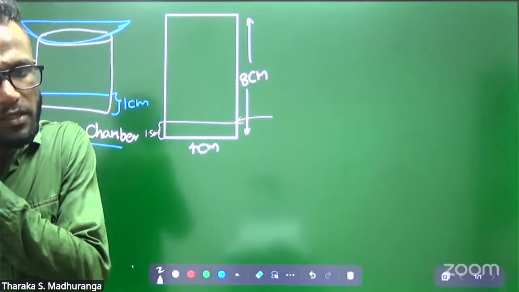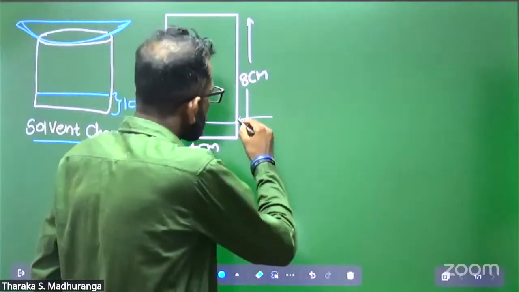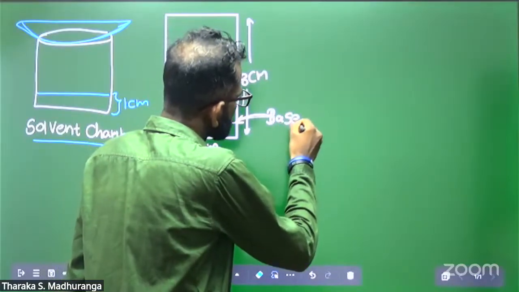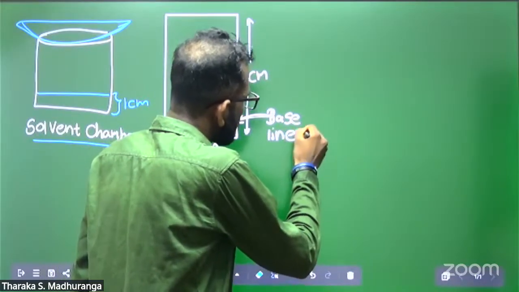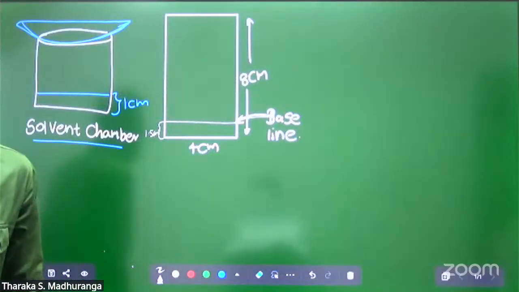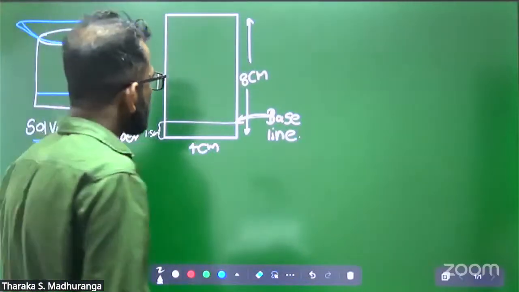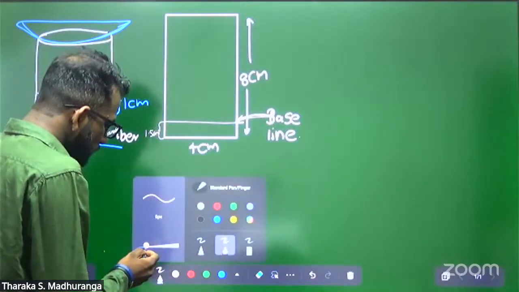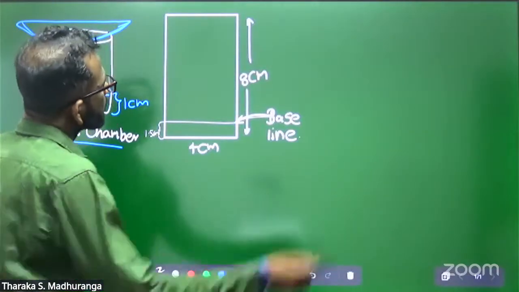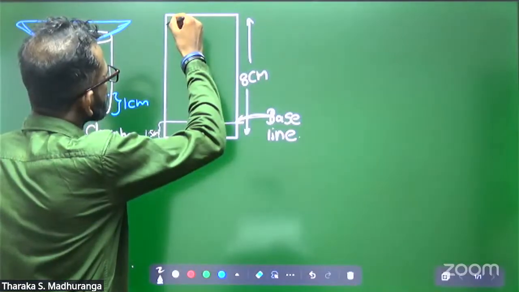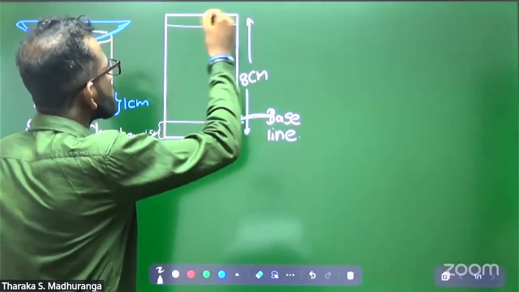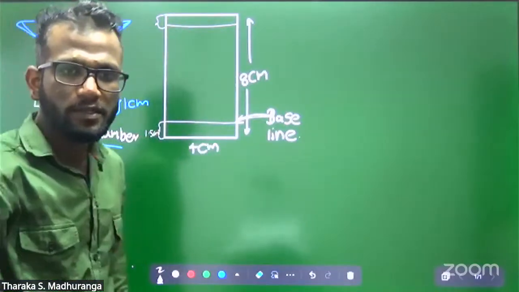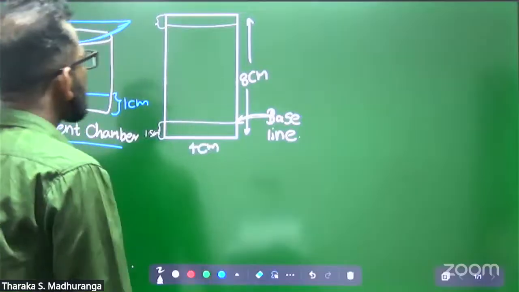Very good. It is the baseline. After that, again using the same pencil, we need to draw another line 1 centimeter below the upper end.